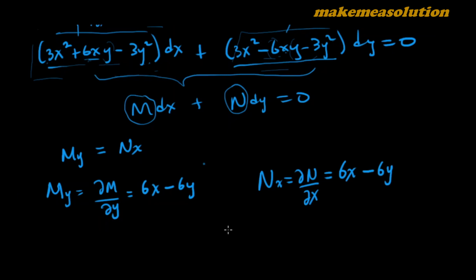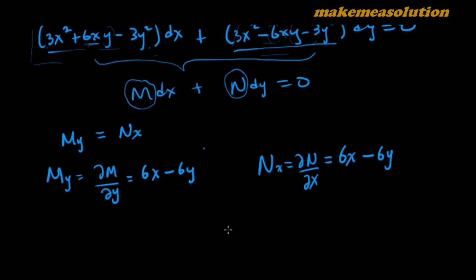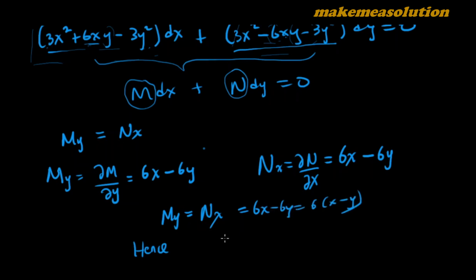So at last we see that My is equal to Nx. Both of them are equal to 6x minus 6y, or 6 times (x minus y). So hence, the equation above, which is this differential equation here, DE, is exact.